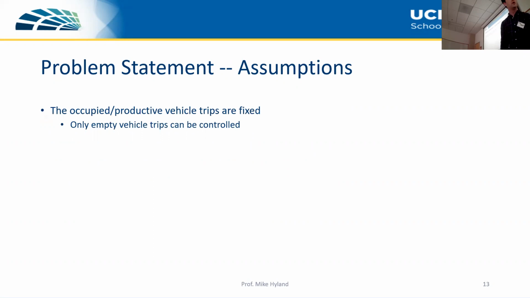So some assumptions here. We assume that the occupied trips are fixed. From our data sets, we have every trip within a day made by taxi in New York City. We assume that that traveler must be picked up at the time in the data set, at the location in the data set. You can't come a few minutes late. You can come a few minutes early, but you're going to have to wait for the traveler right there. So that means we're only modeling explicitly the empty vehicle movements. We don't need to model the occupied vehicle movements because they're fixed.